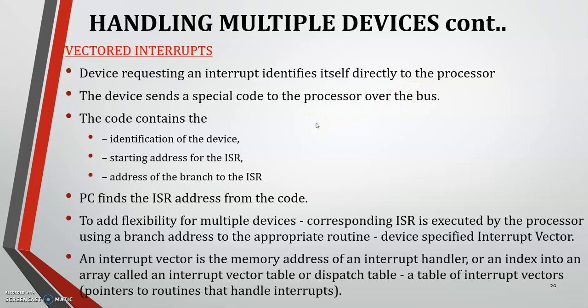If the fourth device is requesting an interrupt, it will identify itself to the processor by sending some codes. So the device sends a specific code to the processor over the bus. This code contains the identification of the device, the starting address for the interrupt service routine, and the address of the branch to the ISR. So the PC finds the ISR address from the code.